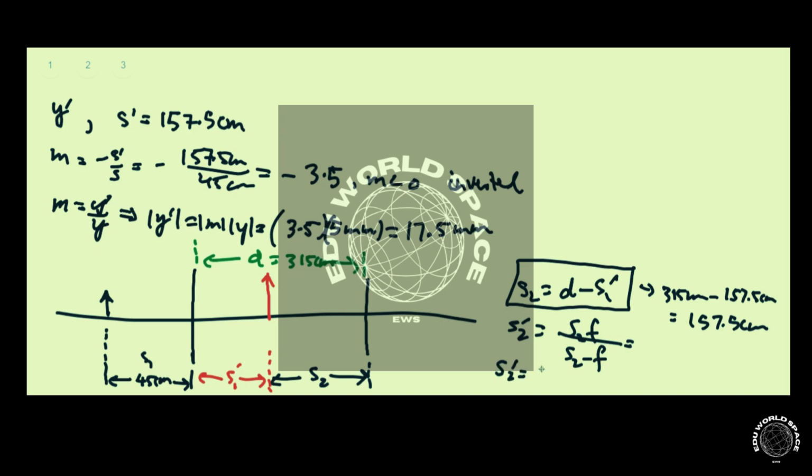So S2 primed is equal to 157.5 centimeters times 35 centimeters, divided by 157.5 centimeters minus 35 centimeters. And we get 45 centimeters. Okay, so that's the location of the image now. It's 45 centimeters, so it's somewhere over here.